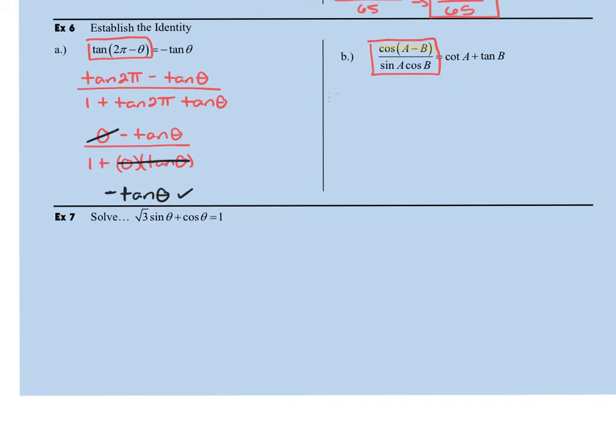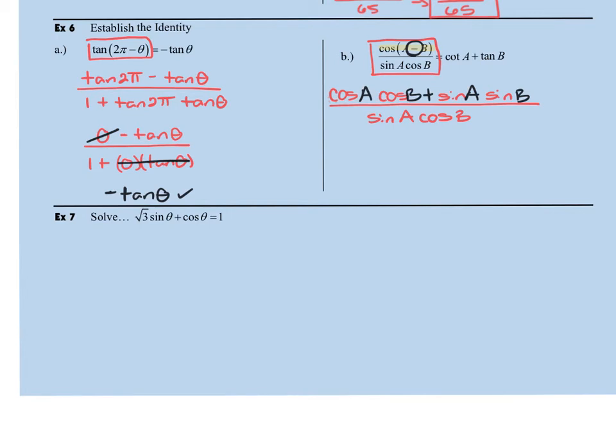So I'm going to have my cosine A, cosine B, sine A, sine B, and since this is a minus, I'm going to flip that to a plus. This is all going to be over sine A, cosine B. Now, this one sometimes is a little confusing for students as to what to do.